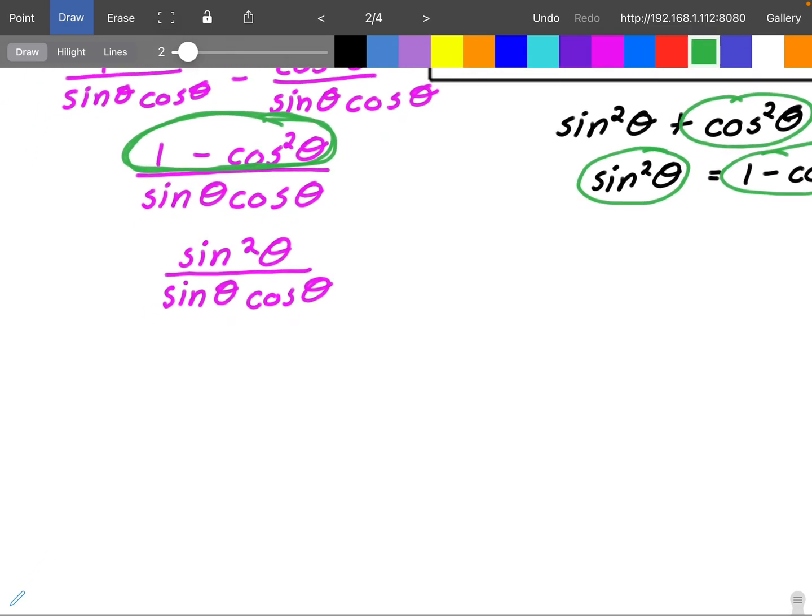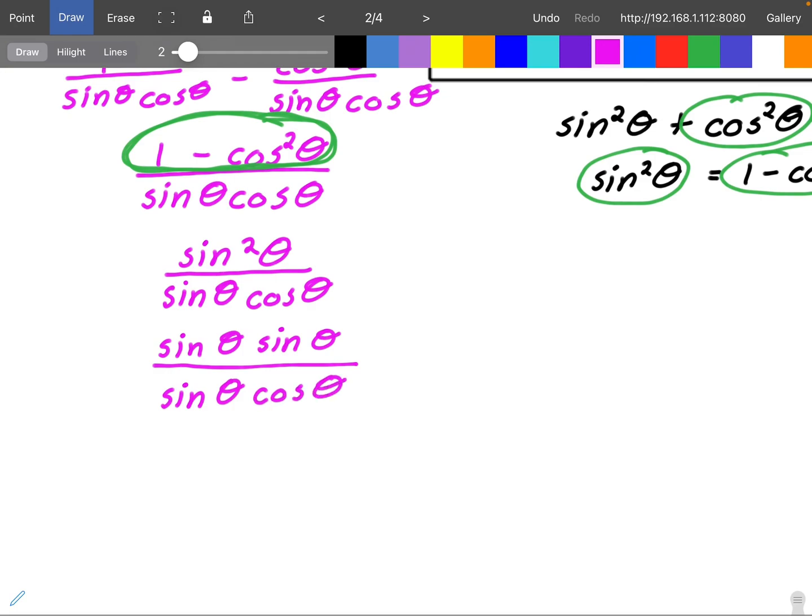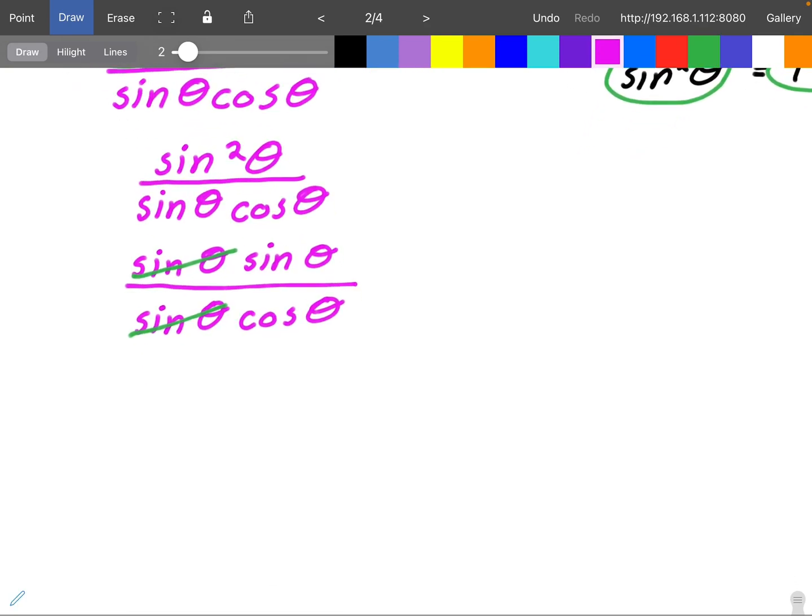Now, I do have to be careful. I can't just say, hey, got a sine here, got a sine here, I'm going to cancel it, because remember, the numerator is sine squared theta, which is technically 2 sine thetas multiplied together. So that's actually sine theta times another sine theta, and then our denominator is sine theta times cosine theta. Now I can look at this and say, oh, I have a sine theta here, I have a sine theta here, those can cancel, and I'm left with just sine theta over cosine theta.